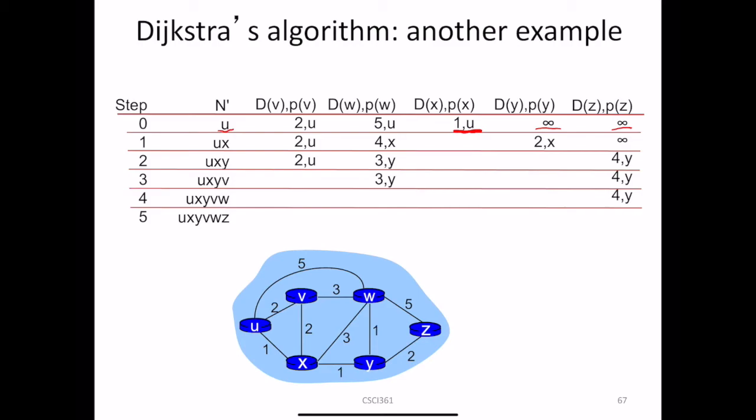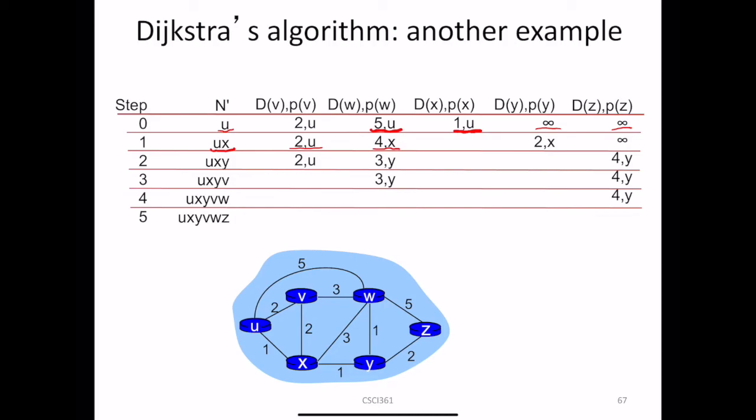Then we add x into set N prime. Then we have ux in the N prime. And then we check all other routers which are not in N prime, relative to router x. Starting from router x, we will check them one by one. First, let's see xv. The path will be from u through x to v. The path cost will be 1 plus 2 equal to 3. However, the old path cost is only 2. Therefore, we will keep the old value. And from x to w, the path is uxw, the path cost will be 1 plus 3 equal to 4, which is better, smaller than the old value. Then we can do an update with 4x.